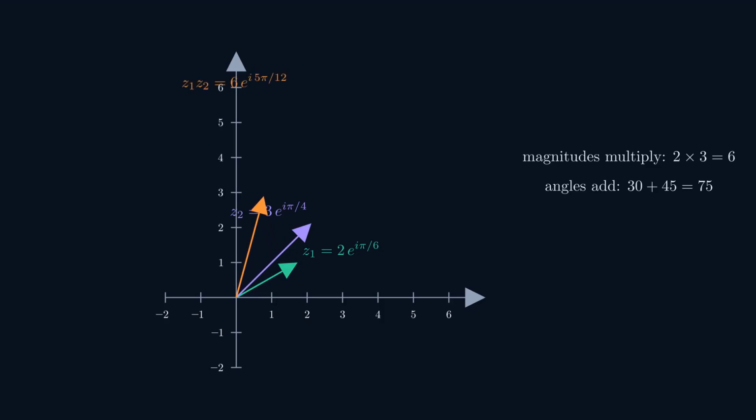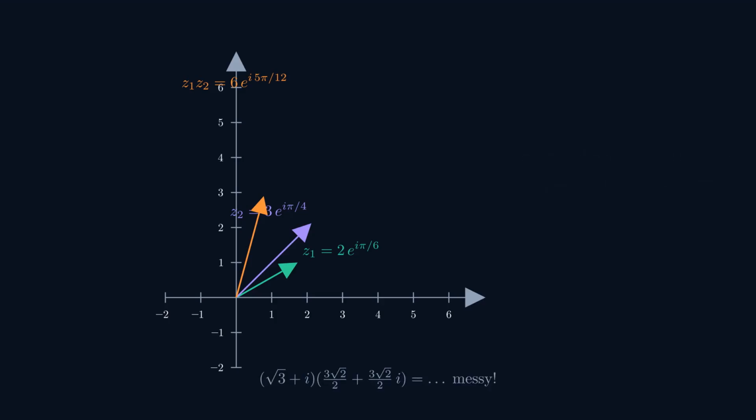The magnitudes multiply, 2 times 3 equals 6. The angles add, 30 plus 45 equals 75 degrees. That's the product, and that's all there is to it. In Cartesian form, the same multiplication requires expanding and collecting terms, messy. Polar form turns multiplication into something geometric and obvious.